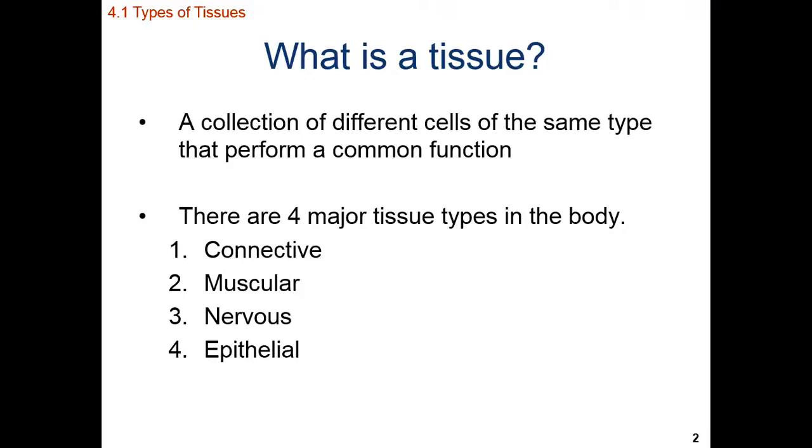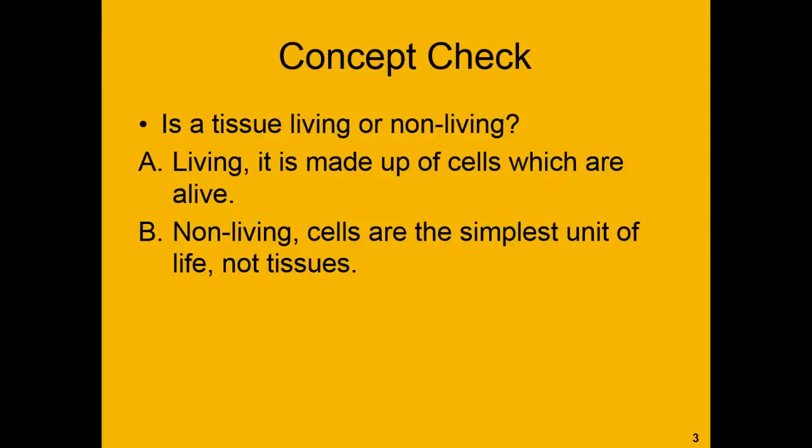And then we'll give examples of each and talk about the defining characteristics of each of these four broad categories of tissues. So first, class, concept check. Is a tissue living or non-living? You could say A, it's living because it's made of cells, which are alive, or B, non-living. Cells are the simplest unit of life, not tissues.